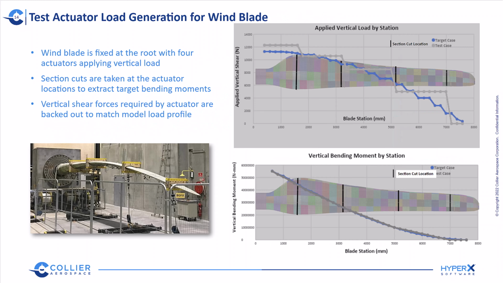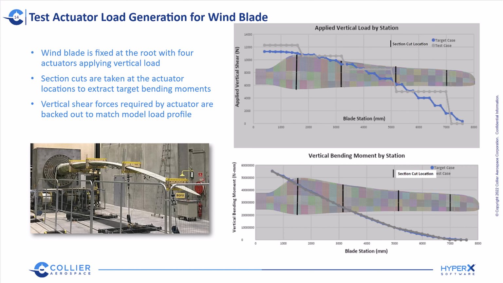Another really neat application that we've seen is using these section loads for test actuator load generation. So the idea is, take this wind blade for example. This wind blade has four different actuator locations, and the goal is for the vertical shear enforced by those actuators to induce a bending moment that matches what we're seeing in the FEM so that we can accurately test the part for what we predicted.